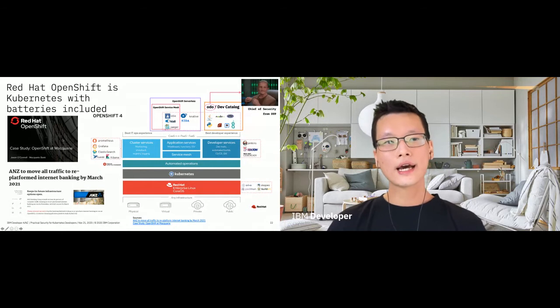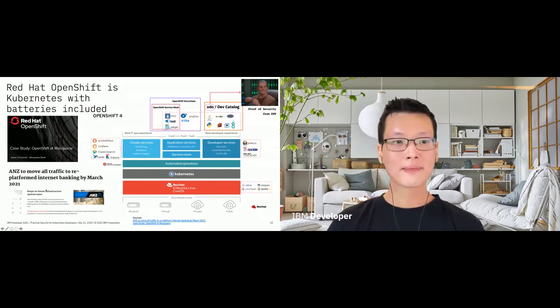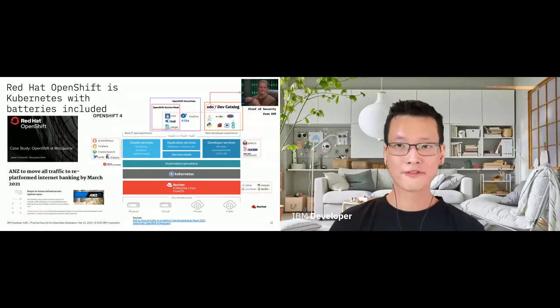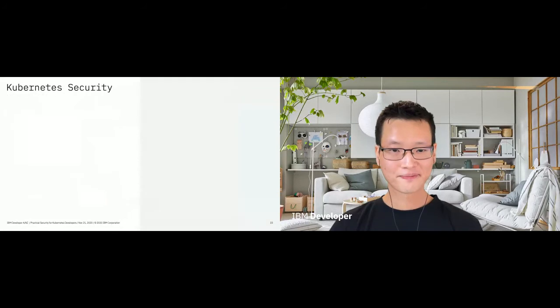And they go on and talk about it at an OpenShift conference. And this was announced last month that ANZ, the bank, is moving all their traffic for internet banking to the OpenShift platform by March 2021. So there are some big banks around this, and they have so many regulations to follow. So it's a pretty good example of big clients using OpenShift. All right, so enough introduction about Kubernetes and OpenShift. Let's dive into the security portion of Kubernetes.